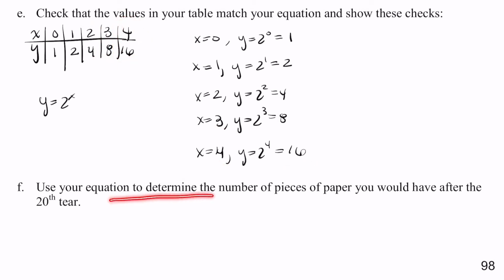Now let's use our equation to determine the number of pieces we'd have after the 20th tear. In this case, x equals 20. And 2 to the 20th is a rather large number. It's 1,048,576. That's how many pieces of paper we would have after the 20th tear.